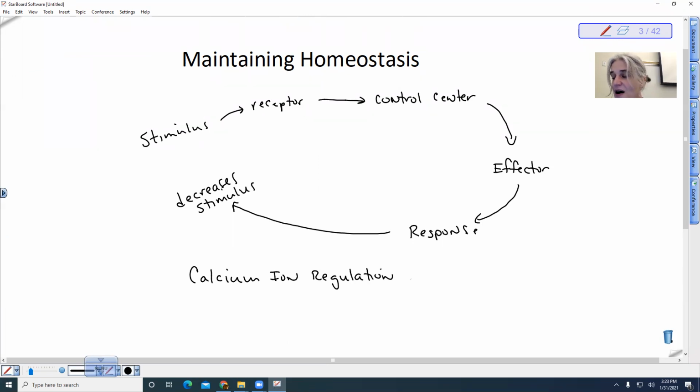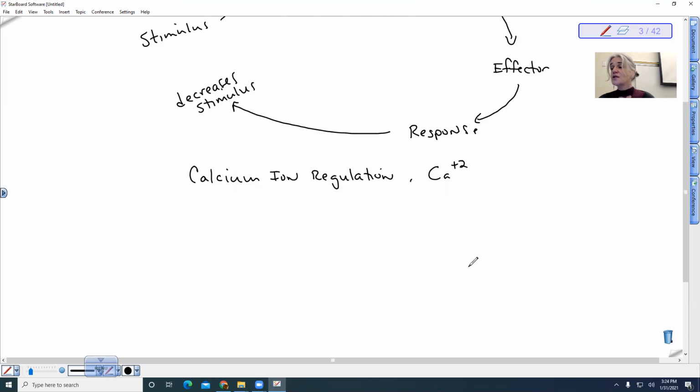Calcium ions have 2 pluses, so sometimes it's written as a +2. Calcium ions we're going to talk about are super important in the nervous system and in the muscular system, and they are transported in your blood. So they are in your blood, and they can also be stored in your bones. So we have a gland called the parathyroid gland. This parathyroid gland has a receptor, and it is also the control center.